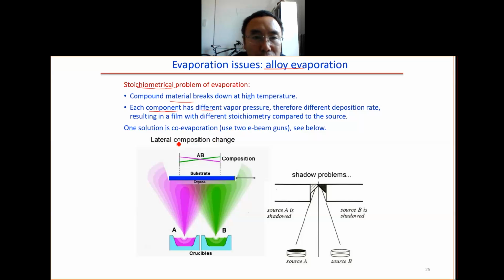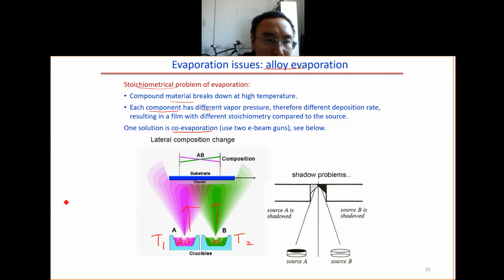So one solution for this is the co-evaporation. So we have two sources. This is, for example, for gold. This one for the nickel. You have temperature 1, this is temperature 2. Then you can control the flux. You control the flux, you get the composition as you want.